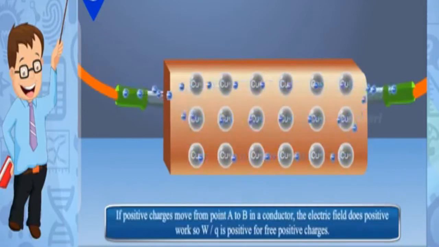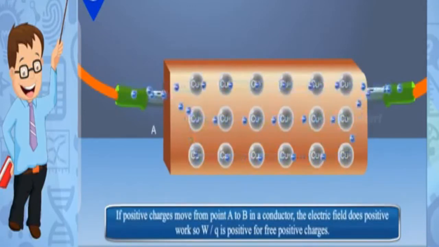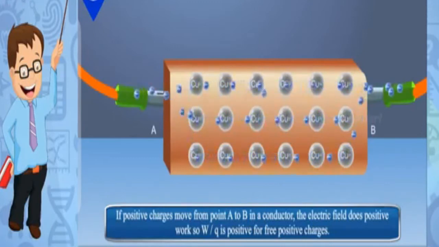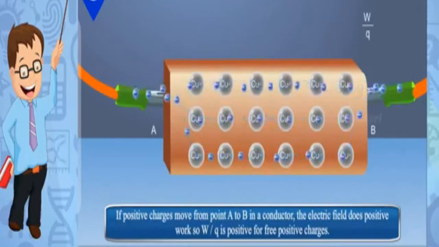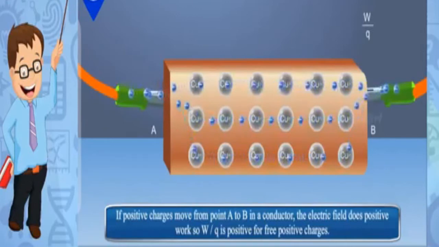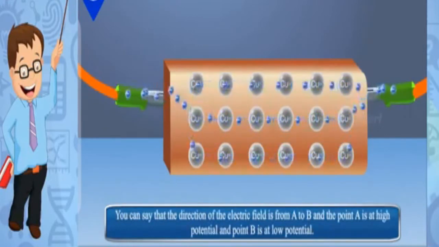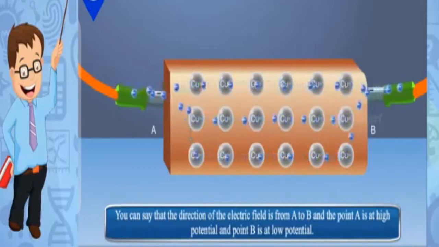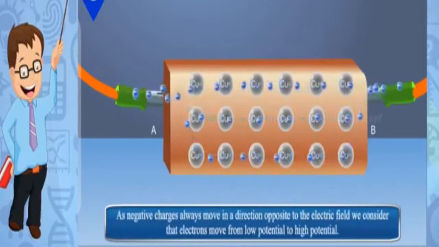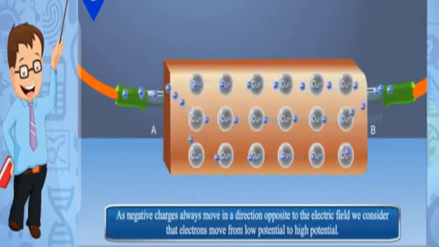If positive charges move from point A to point B in a conductor, the electric field does positive work, so W by Q is positive for free positive charges. You can say that the direction of the electric field is from A to B, and point A is at high potential and point B is at low potential. As negative charges always move in a direction opposite to the electric field, we consider that electrons move from low potential to high potential.